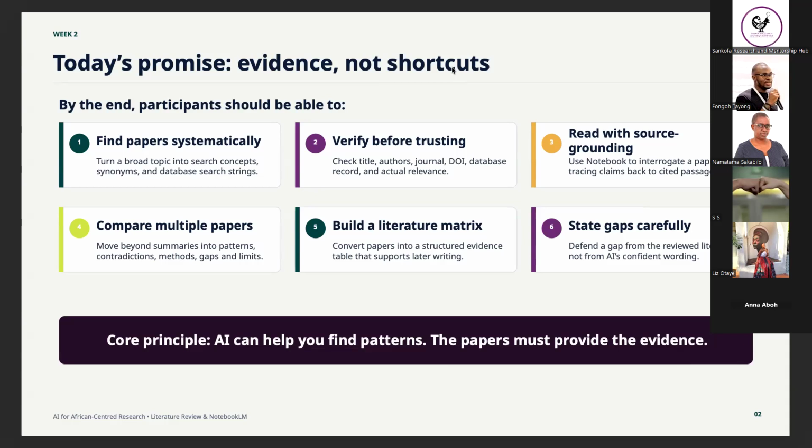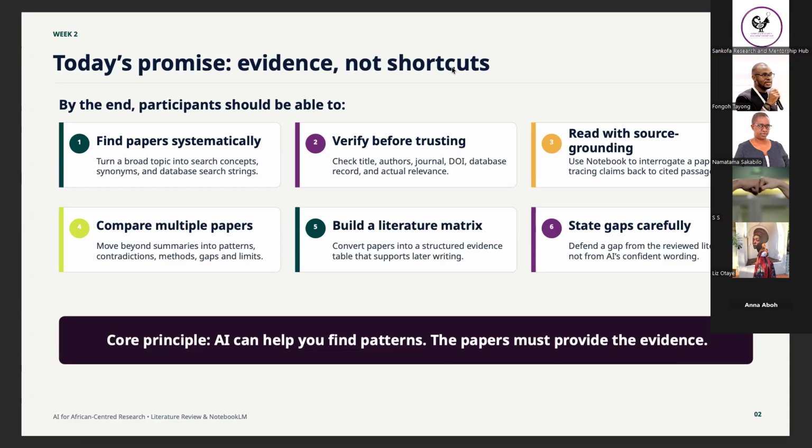And number four, we want to compare multiple papers. When you have multiple papers, you want to see what information cuts across these papers you've been able to get your hands on. Are they staying totally in silos, or is something connecting all of them? Maybe they share a particular methodology, or a particular difficulty that all of them have noted, which your paper has to work on. And we want to build a literature matrix. So we're converting these papers into structured evidence, like tables that can support later writing.